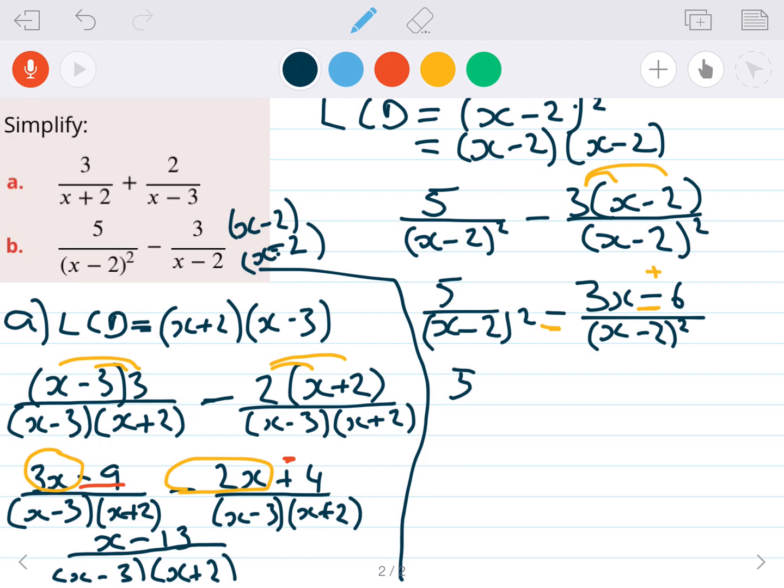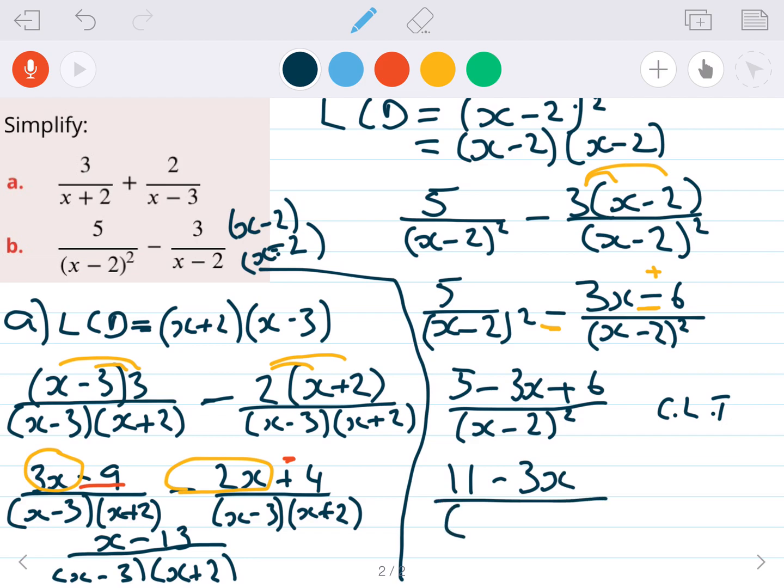So it's going to be 5 minus 3x plus 6 over x minus 2 squared. Now all we need to do is collect our like terms. Our like terms here are 5 and positive 6. So what's 5 plus 6? That's 11 minus 3x all over x minus 2 squared. And that's all there is, because we can't simplify it down any further.